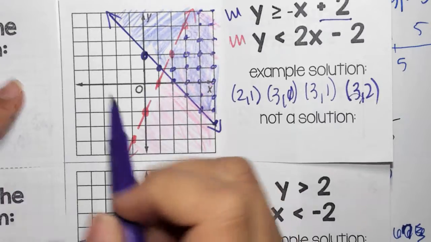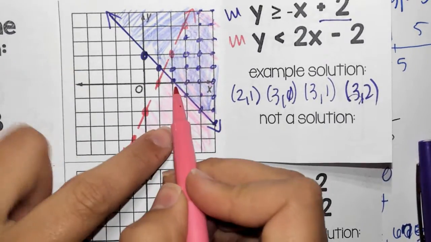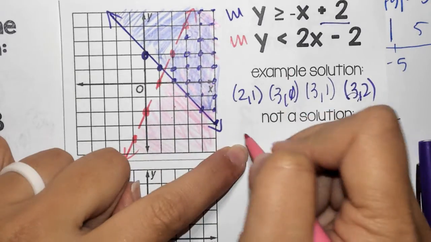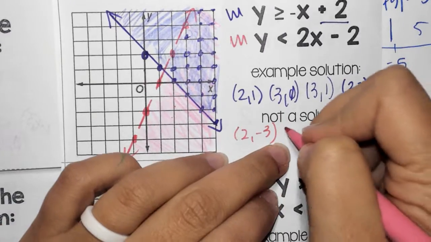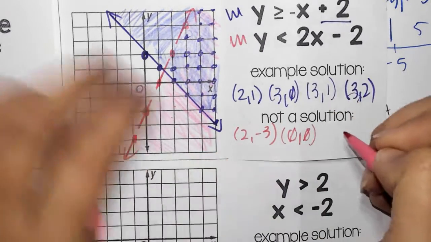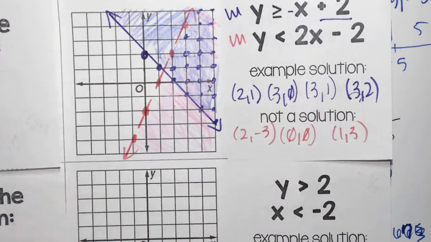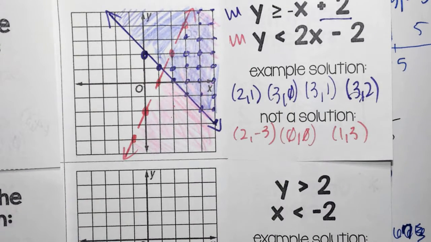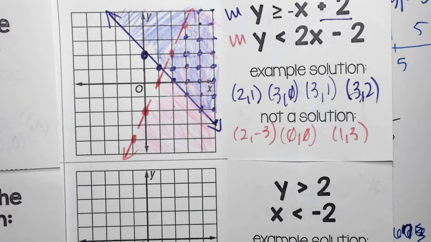So not a solution would be where there are not 2 colors. So that could be down here. So at 2, -1, 2, 3. 2, -3 is not a solution. 0, 0 is not a solution. 1, 3 is not a solution. 1, 4 is not a solution. Look at you go. You should be filling this in on your paper. Your notebook, not mine.